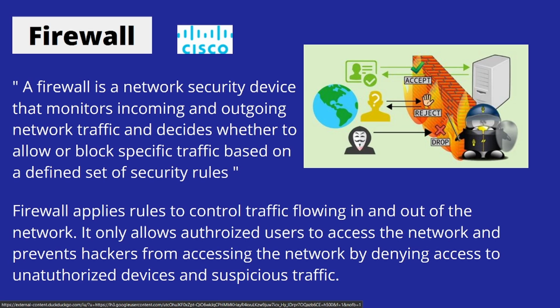Firewall. What is a firewall? A firewall is a network security device that monitors the incoming and outgoing network traffic. And this firewall decides whether to allow specific traffic or to block it, based on a defined set of security rules it has to follow. The firewall applies these rules to control the traffic flowing in and out of the network. It only allows authorized users to access the network and prevents hackers from accessing the network by denying access to unauthorized devices and suspicious traffic.